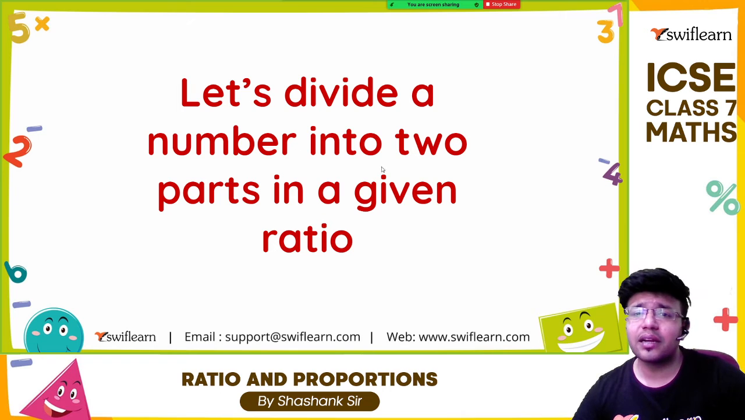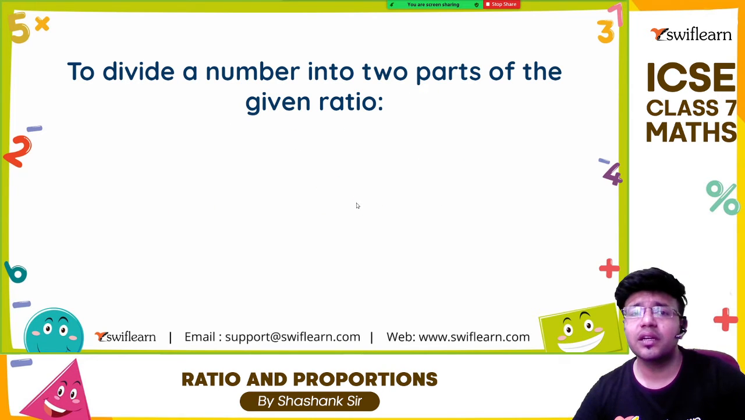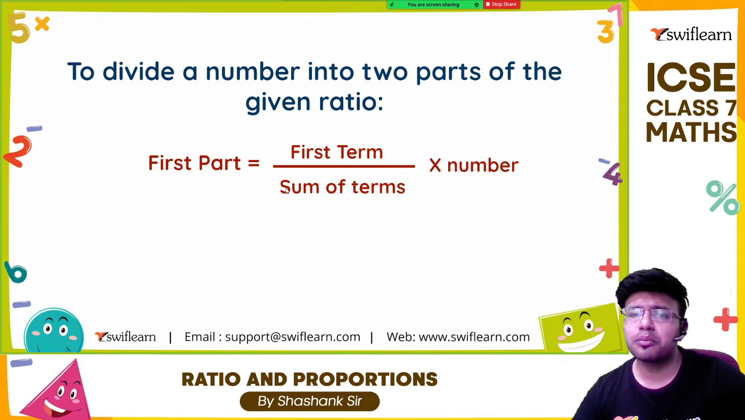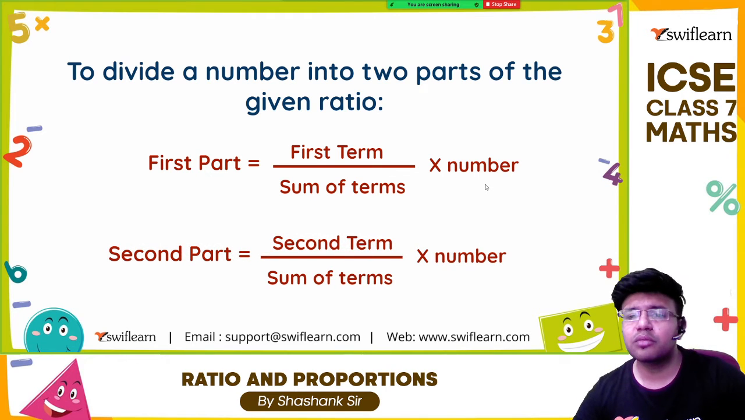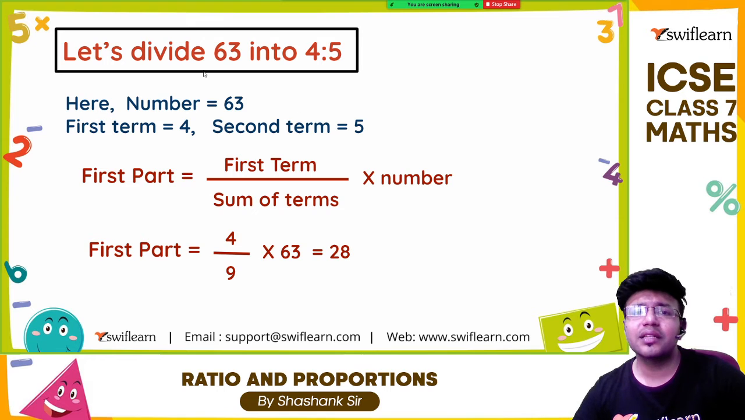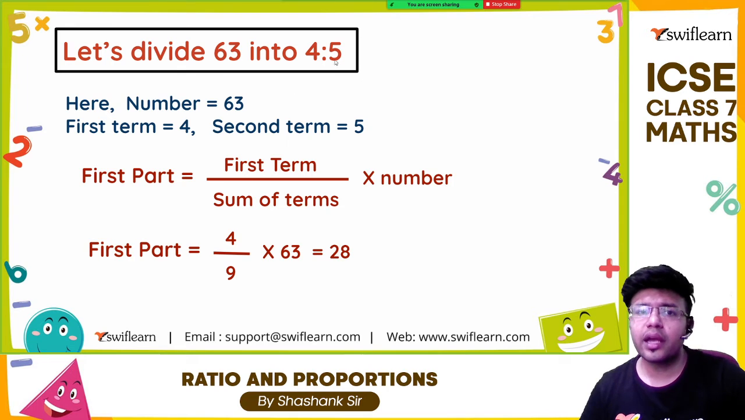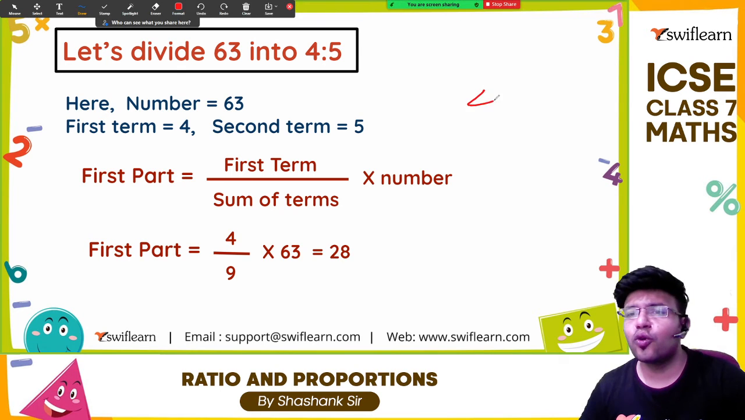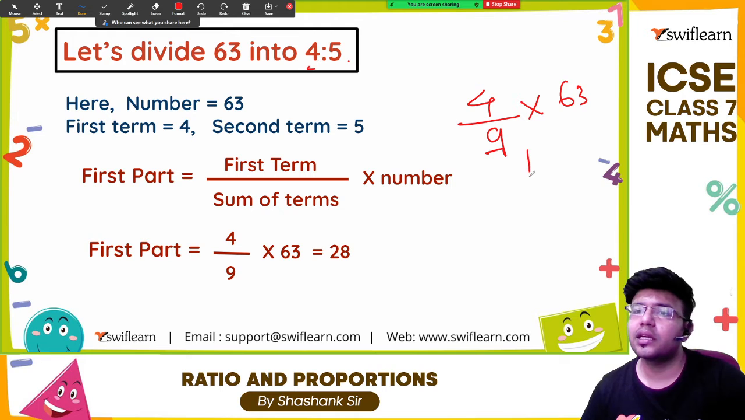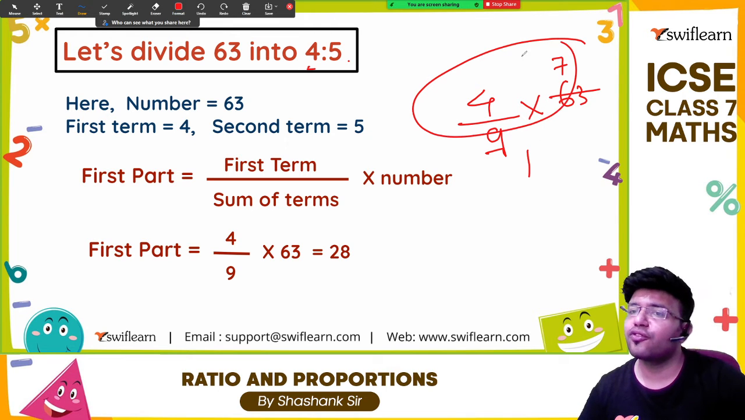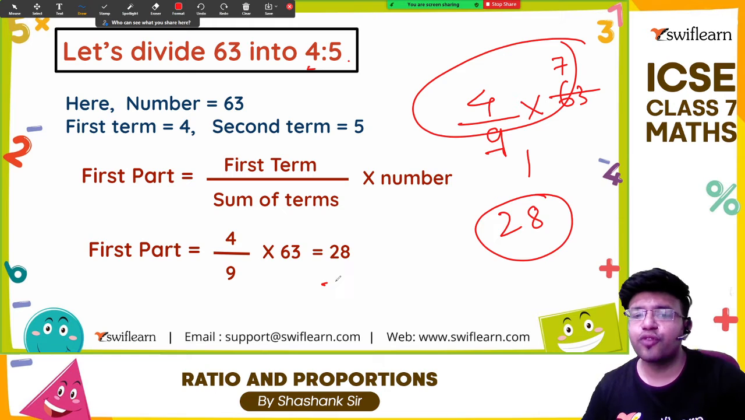So let's divide a number into two parts in the given ratio. To divide a number into two parts of the given ratio, the first part is the first term divided by the sum of terms, into the number; the second part is the second term divided by the sum of terms, into the number. Let's divide 63 into 4 is to 5 ratio. The first part is 4 by the total terms, which is 9, into the number, which is 63. 9 sevens are 63, 4 sevens are 28. The first part is 28.